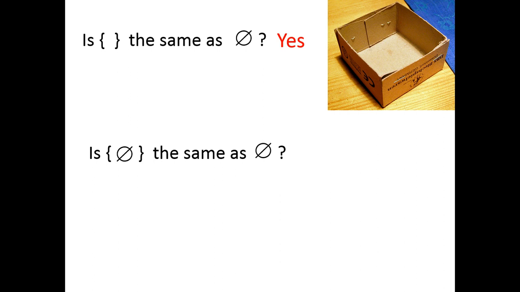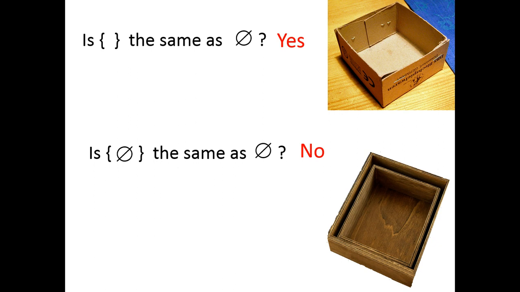So is this true? If we have these braces, these brackets, with this symbol in them, is that the same as just the symbol itself? And in this case, the answer is no. Now, if you think about those braces as being the container for this set, then what we've got on the left side is a container that contains an empty container, which is not the same as just an empty set. So it's as if we're saying a box that contains a box, is that the same as just an empty box? And the answer is no.